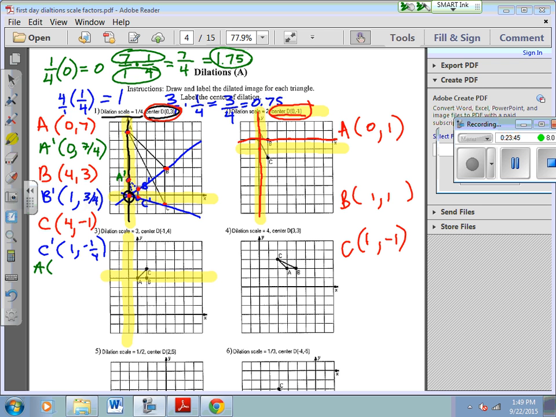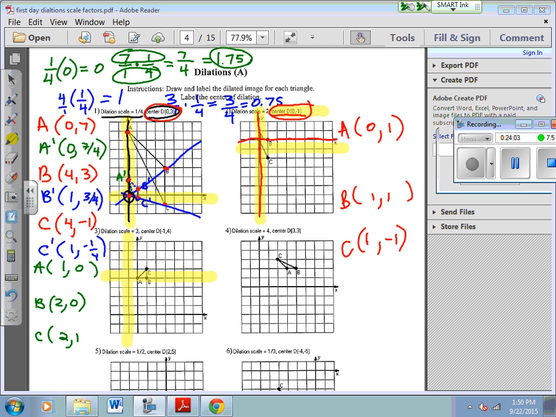What do you guys think the coordinates for A are now? 1, 0. 1, 0, correct. How about for B? 2, 0. 2, 0, good. Now we're going pretty quickly. Is everybody okay right there? How about C? 2, 1.